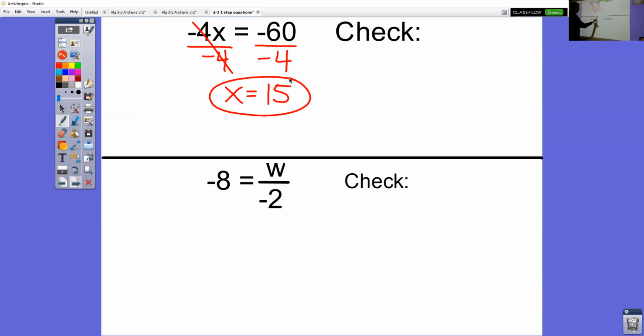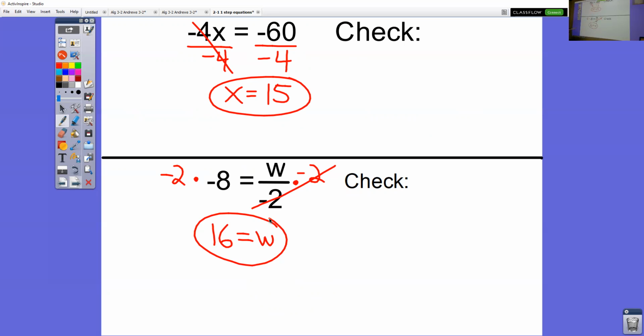In this one, same thing. This says w divided by negative 2. The opposite of divided by would be to multiply by. So I want to do times negative 2 and times negative 2. Negative 2 times negative 8, a negative times a negative is a positive 16. So we get 16 equals w.